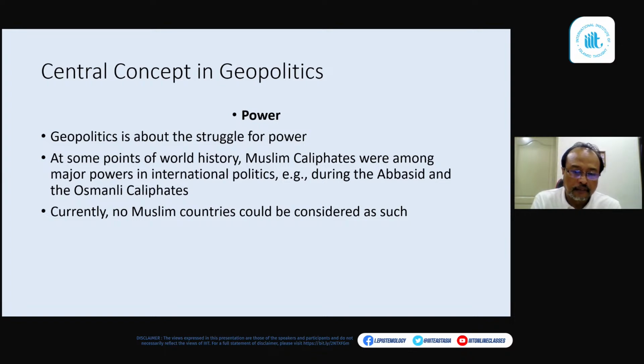Okay, where do we locate this country within the geographical category? And there are also some important powers like Egypt, Saudi Arabia, and Iran. But none can be considered as great powers. And in fact, most of the Muslim states can also be considered as small powers.